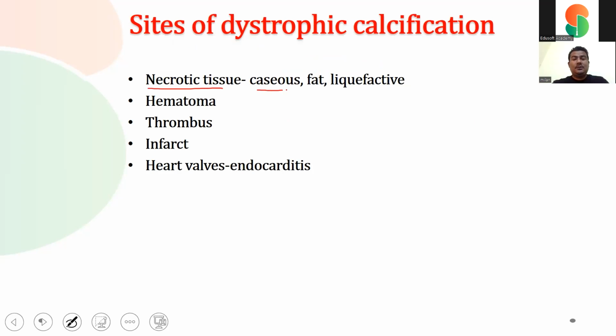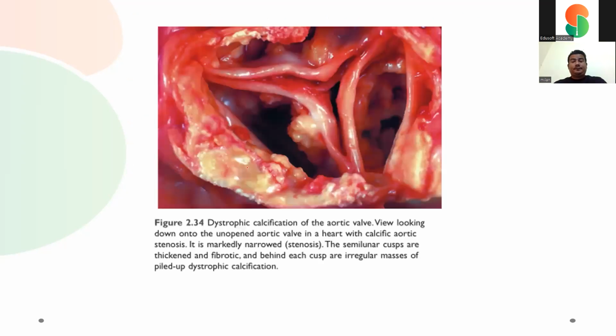either caseous necrosis, fat necrosis, or liquefactive necrosis. This can occur in the background of a hematoma or thrombus, an infarct, or the heart valve in the setting of endocarditis. If you look at this picture, this is an aortic valve wherein we can see the narrowed lumen of the aortic valve with deposition of calcium deposits forming masses in the valve cusp. These are occurring in the setting of endocarditis.